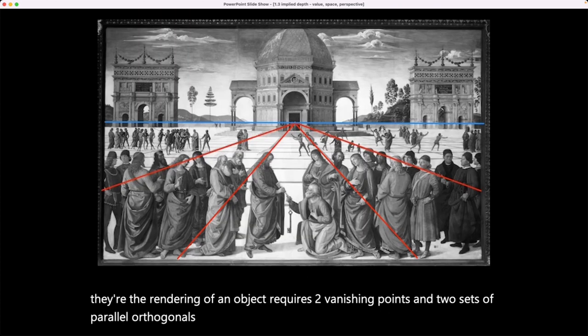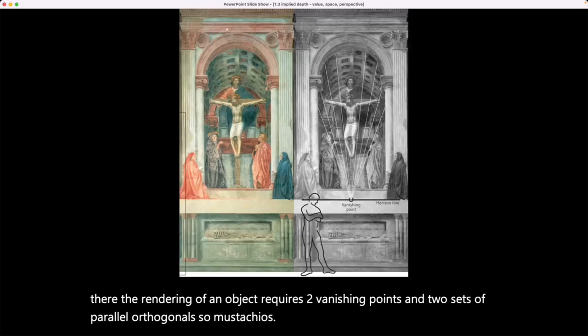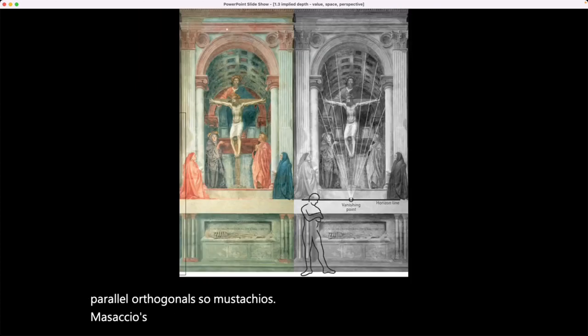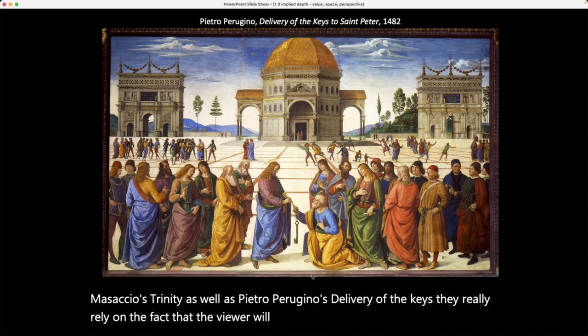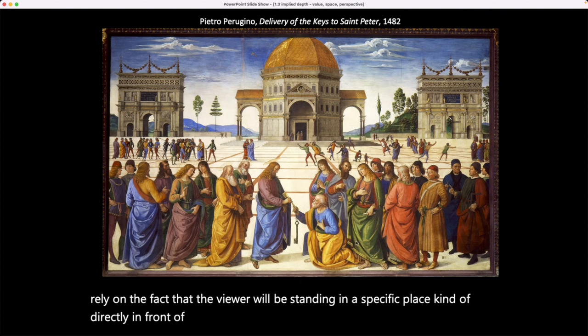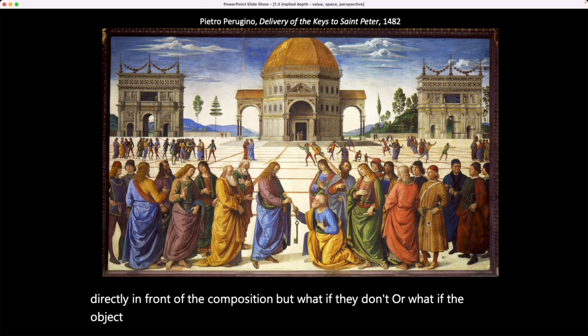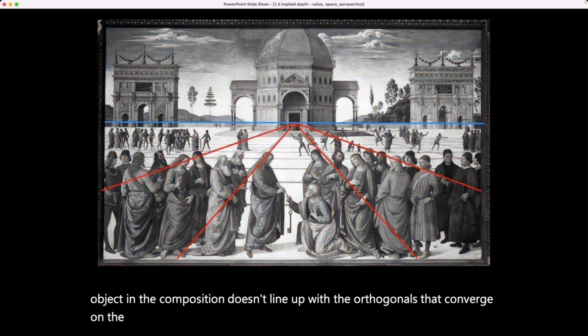So Masaccio's Trinity, as well as Pietro Perugino's Delivery of the Keys, really rely on the fact that the viewer will be standing in a specific place, kind of directly in front of the composition. But what if they don't? Or what if the object in the composition doesn't line up with the orthogonals that converge on the vanishing point?